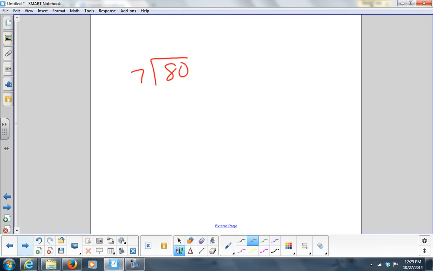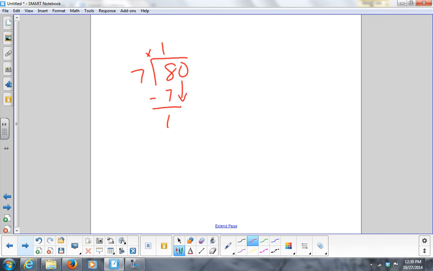What is this called right here? This 7? Anybody? Everybody? Again. Okay. 7 can go into 8 how many times? 1 time. Then I'm going to multiply it. 7 times 1 is? 7. Then I subtract, right? 8 minus 7 is?